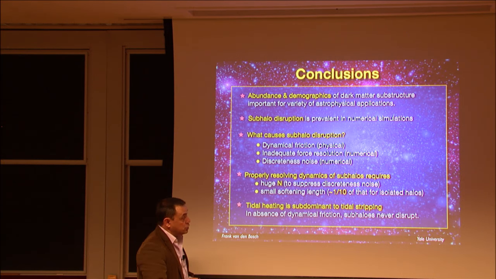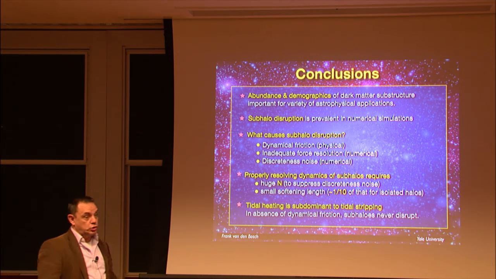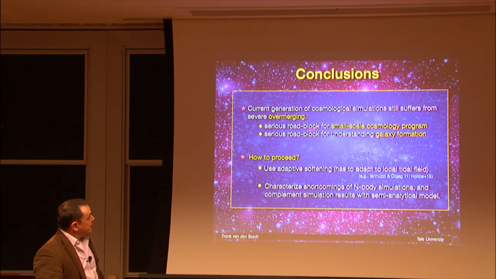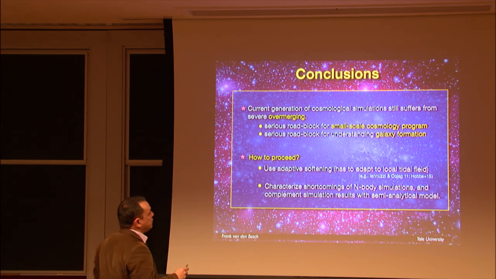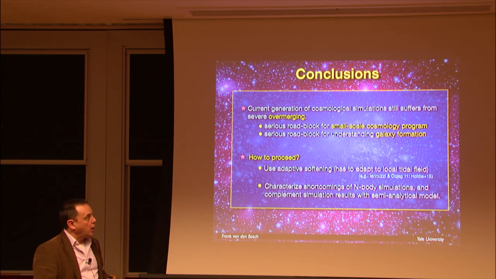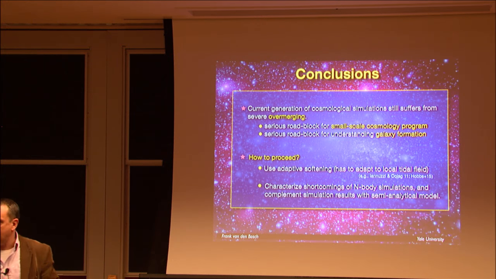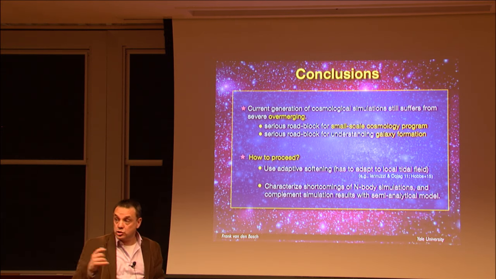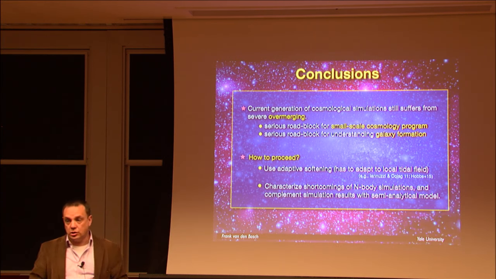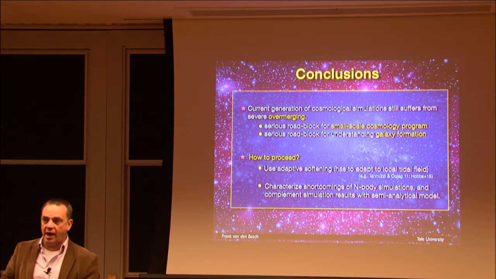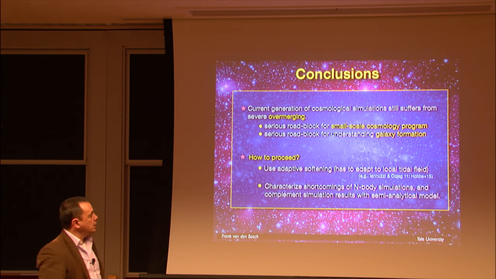Small softening length, much smaller than what you calculate for isolated halos. Tidal heating is subdominant to tidal stripping. And here's the main thing: this current generation of cosmological simulations still suffers from severe overmerging. This is a serious roadblock to all this small-scale cosmology program. If we're going to use data out of LSST and DESI, not on large scales but on small scales, we better solve this issue first. It's also for understanding galaxy formation, near-field cosmology, the stripping and the streams of halos. If we can't even trust the dynamics of the simulations there, this entire program is at risk.